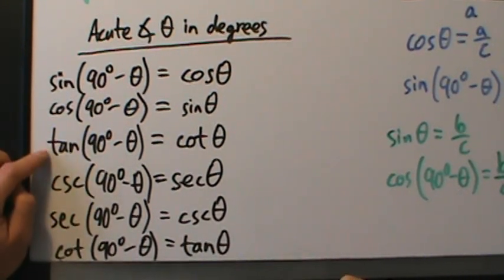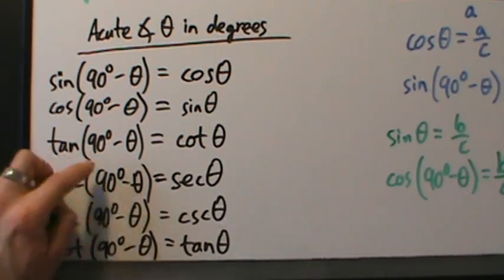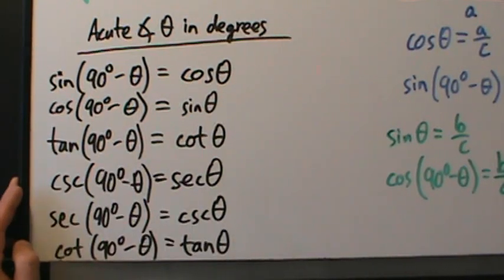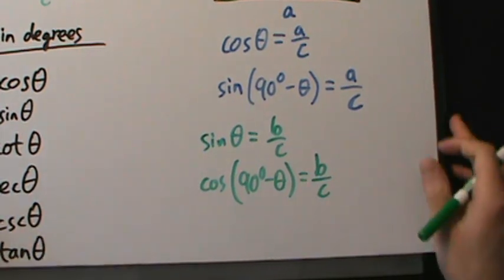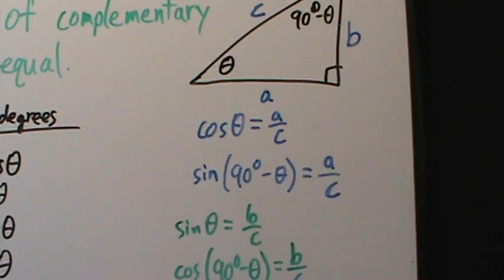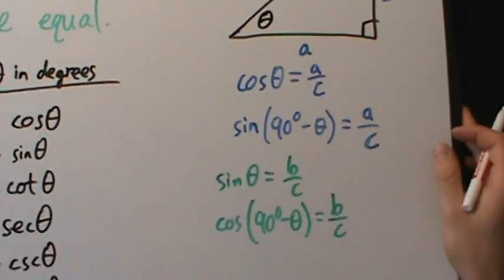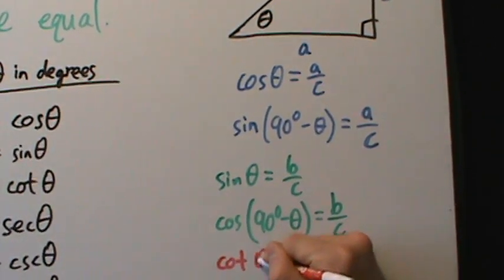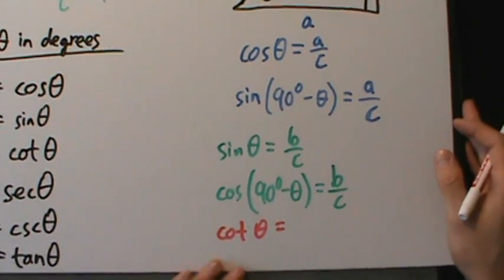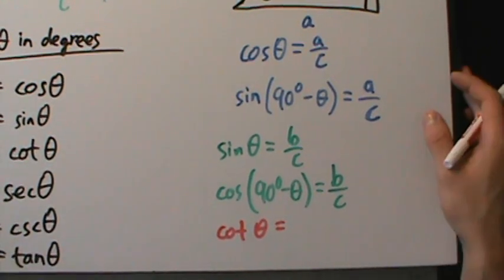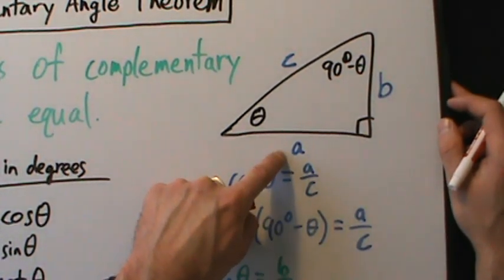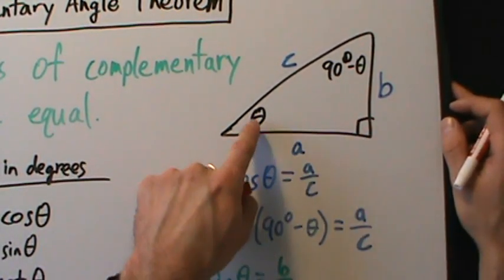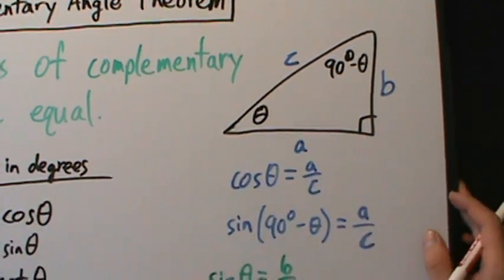So let's talk about this third one, tangent of 90 degrees minus theta equals cotangent of theta. Let's look at this triangle again, and then let's take a look at cotangent of theta. What's the cotangent of theta? Remember, cotangent is adjacent over opposite, right? So this is the adjacent side to theta, this is the opposite side of theta. So the cotangent of theta is A over B.